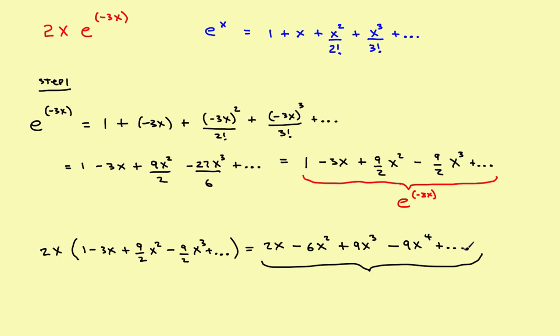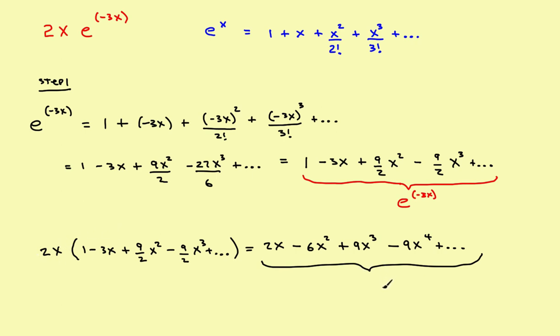So again, it's a two-step process, just like we did in that last one. Since you have something other than just a simple x, now your basic formula is e to the x, you've got e to the minus 3x. So the first step is to use substitution to modify the e to the x power series into this. Once you've got it in that, then it's just a matter of putting it back into your original problem and distributing the 2x, and you'll get the final answer.